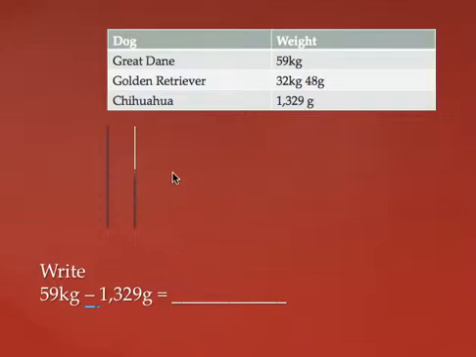So that is how you use the read, draw, write strategy. In your journal, go ahead and write down what you learned about the read, draw, write strategy.